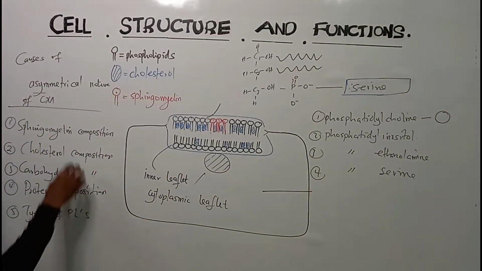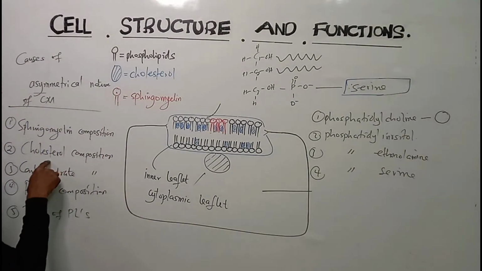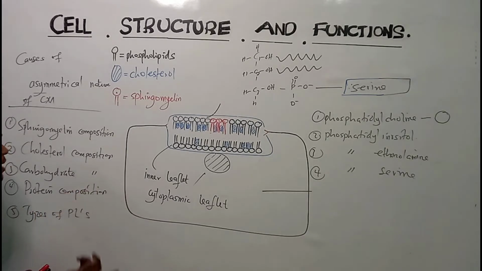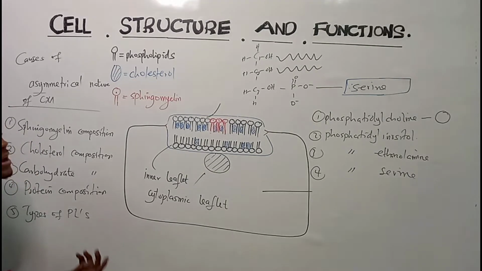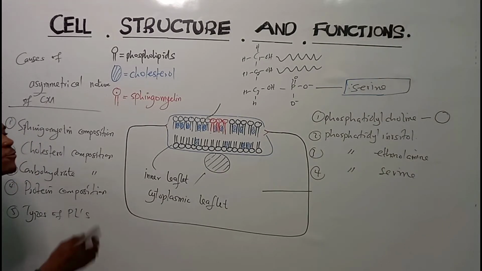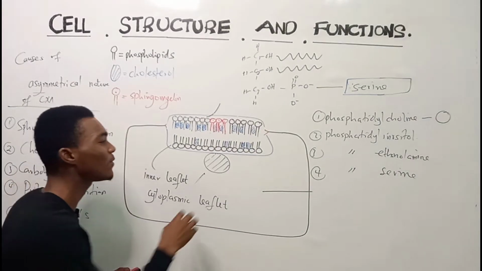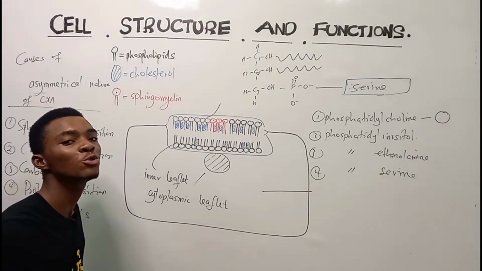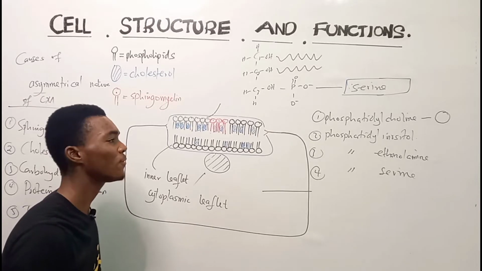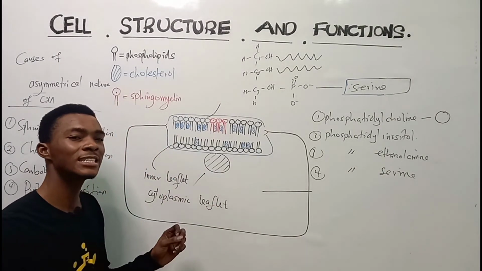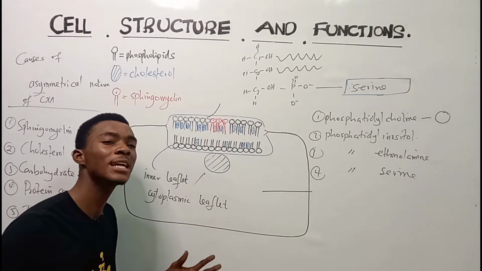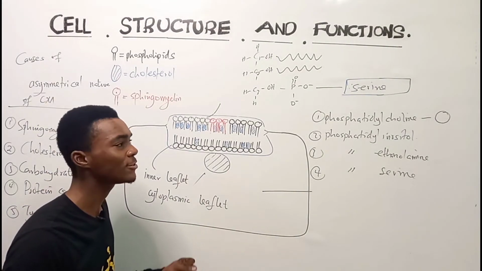Okay, so we've said what? The lipid compositions are different, cholesterol contents are different in both leaflets, carbohydrate too is different, and protein composition too varies. And now finally we know that the types of phospholipids found in these distinct layers of our cell membrane structure also vary. It's as simple as that. Fine. So guys, it is very important to know these things because in some way they appear in some of the exams that we write. Okay, so take note of them.